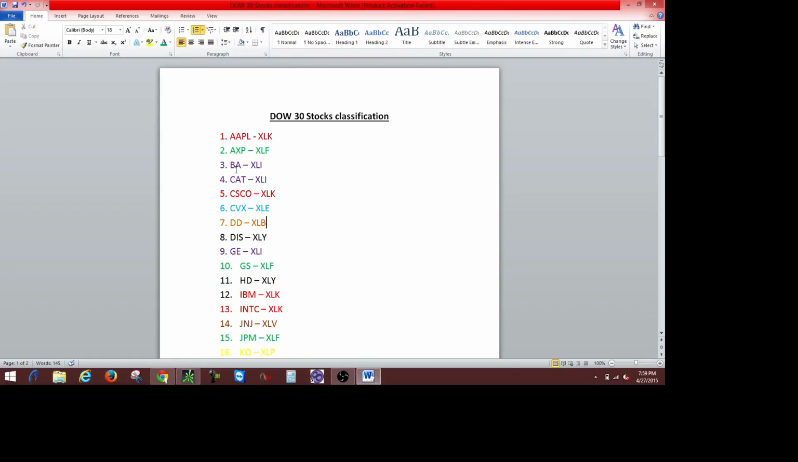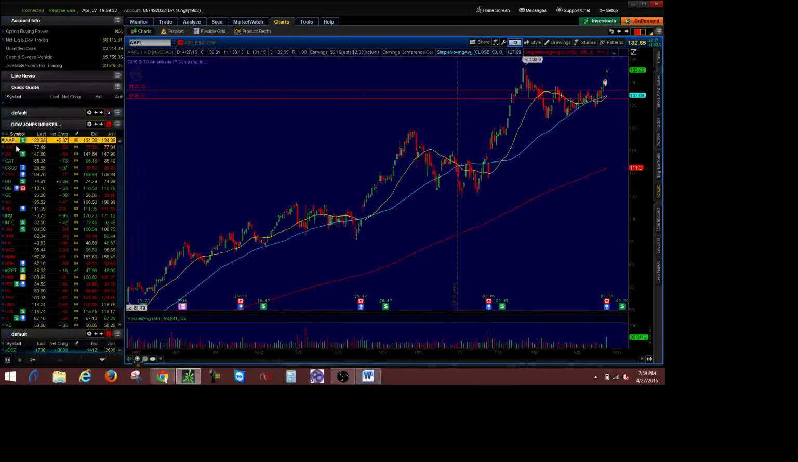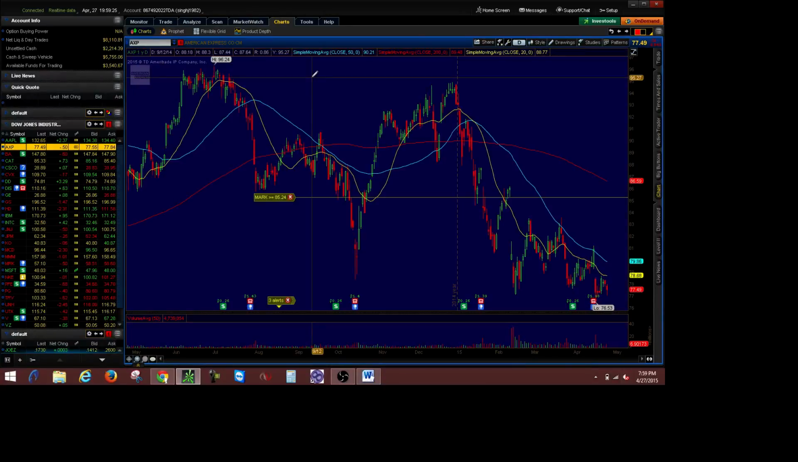So I color coded them, that way it's easier for you guys, and I have something at the end for you guys too. So AXP is XLF.